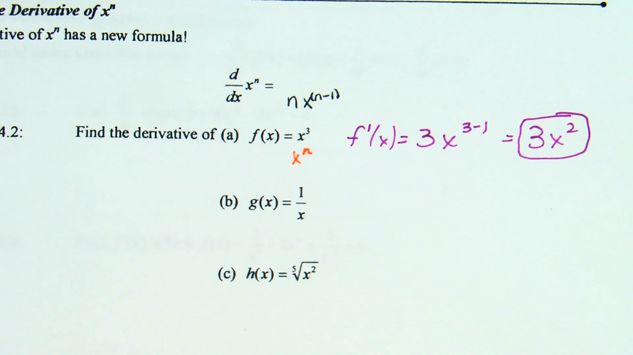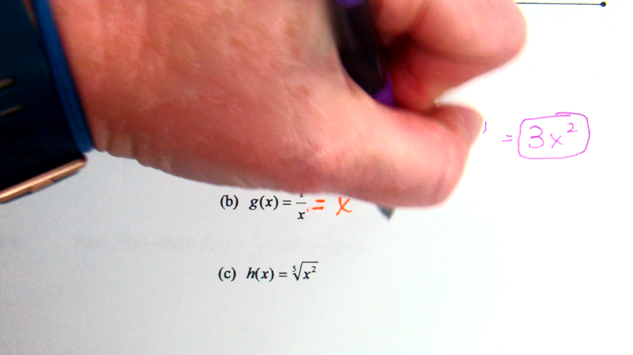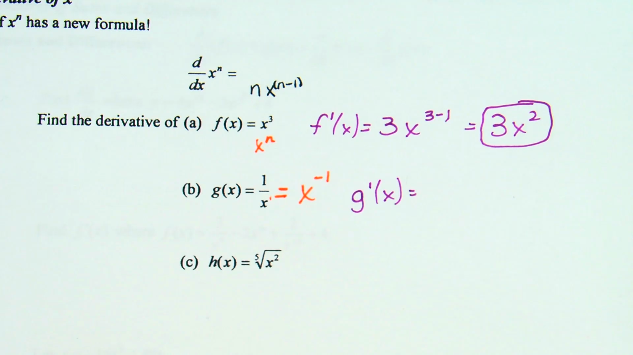Okay, what about b? Right. So before you can really do the derivative, you have to have it as x to some power. Well, if it's 1 over x to the first, I can't do the derivative of that, so make it x to the negative first. Now apply your rule. So, should I give you a moment? Or are you guys already ahead of me there? Find g prime of x.